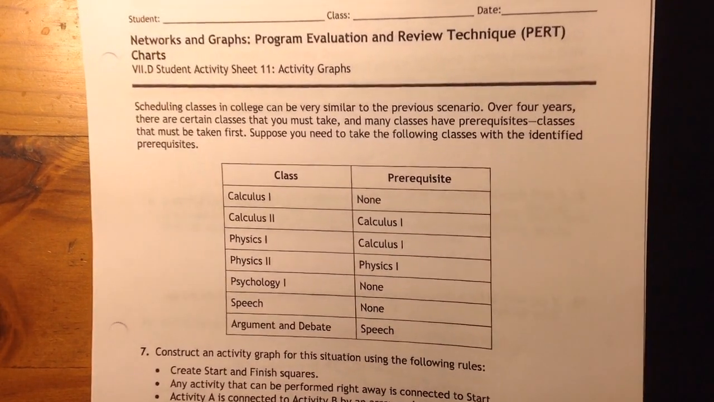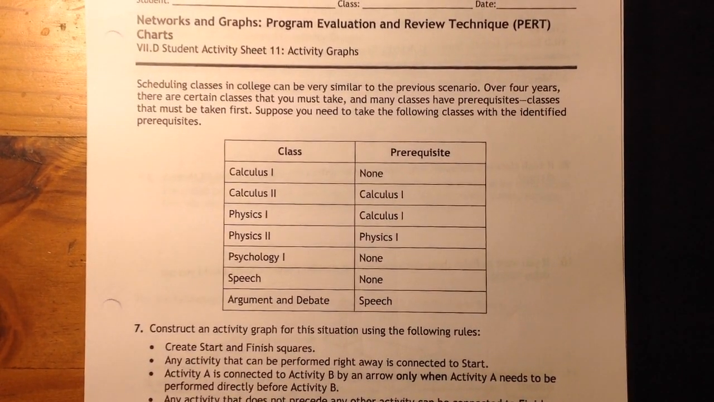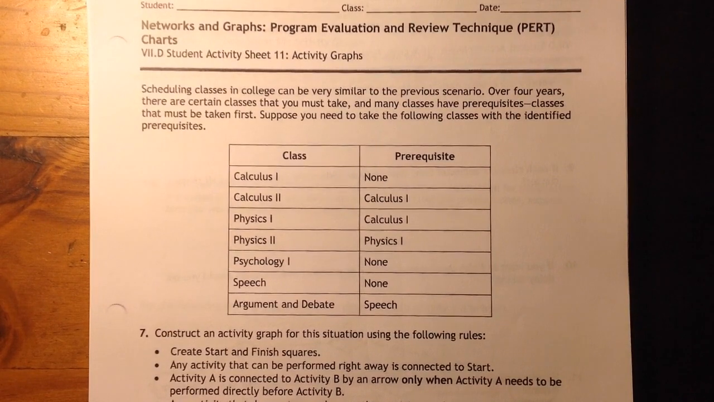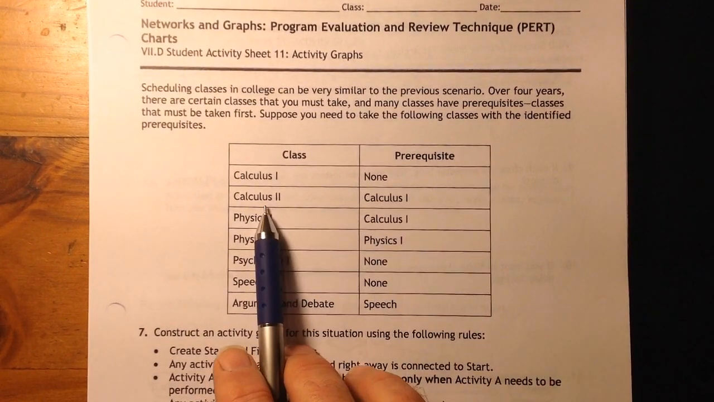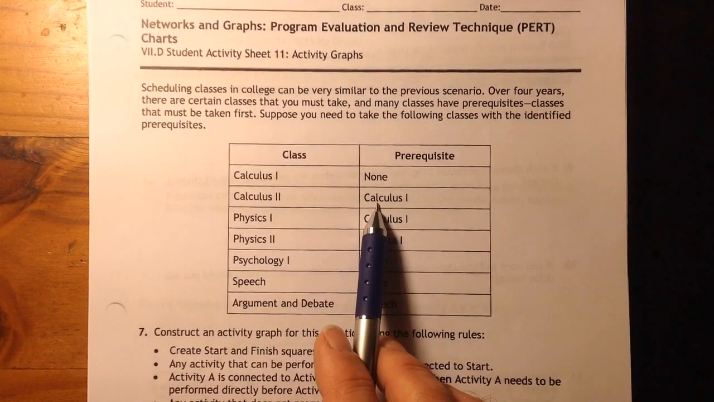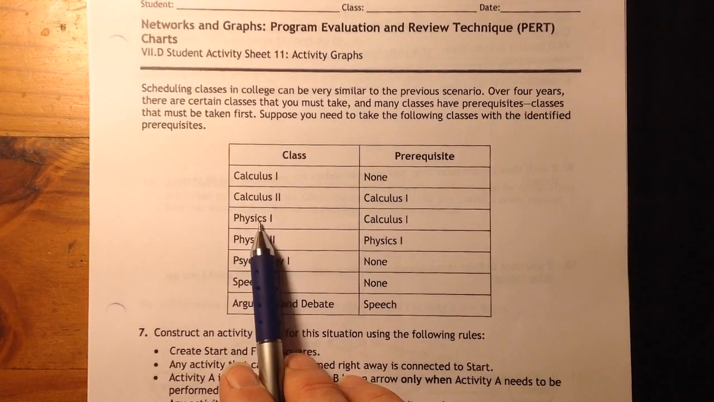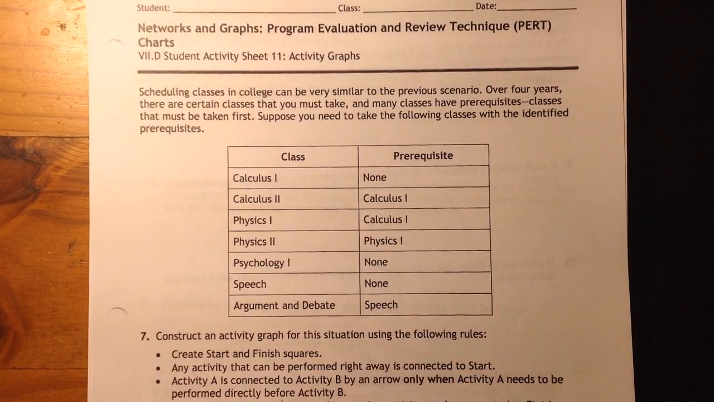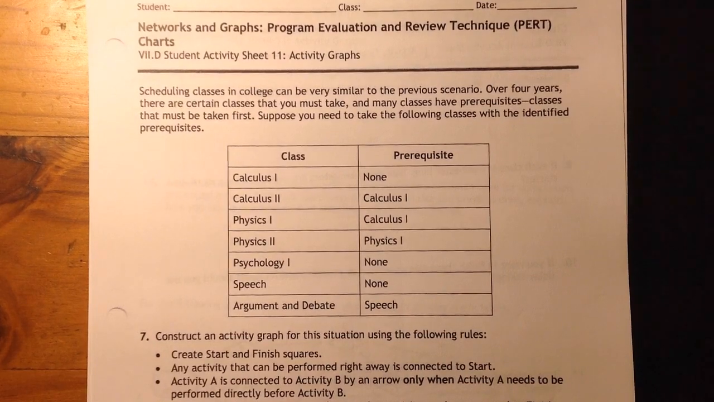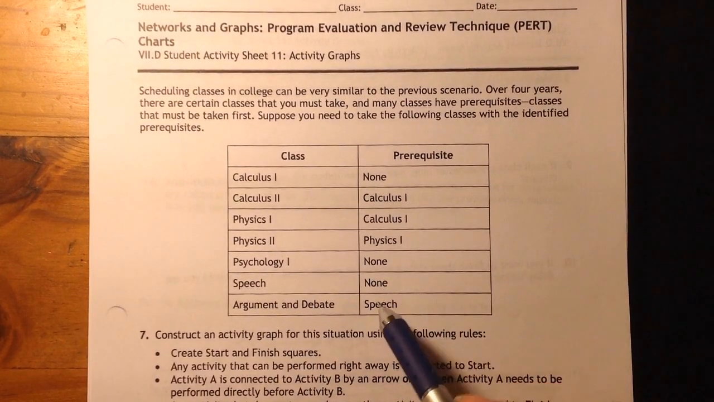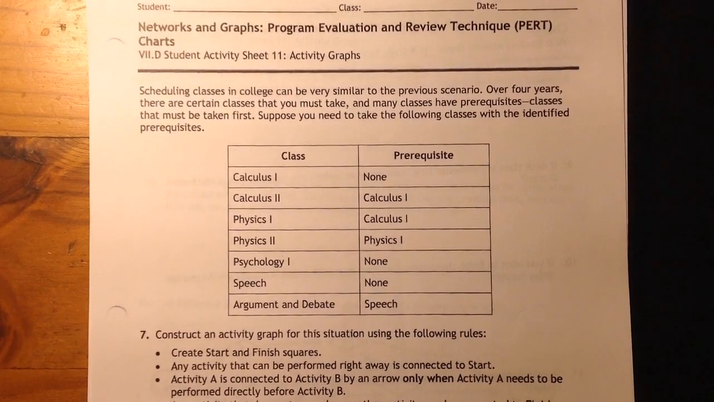Scheduling classes in college can be very similar to the previous scenario. Over the 4 years, there are certain classes that you must take, and many classes have prerequisites, classes that must be taken first. Suppose you need to take the following classes with the identified prerequisites. Calculus 1 has no prerequisite, but Calculus 2 cannot be taken until you have finished Calculus 1. Physics 1 cannot be taken until you have finished Calculus 1. Physics 2 comes after Physics 1. And then psychology, speech, and argument. Psychology and speech have no prerequisites, but argument and debate has to come after speech.